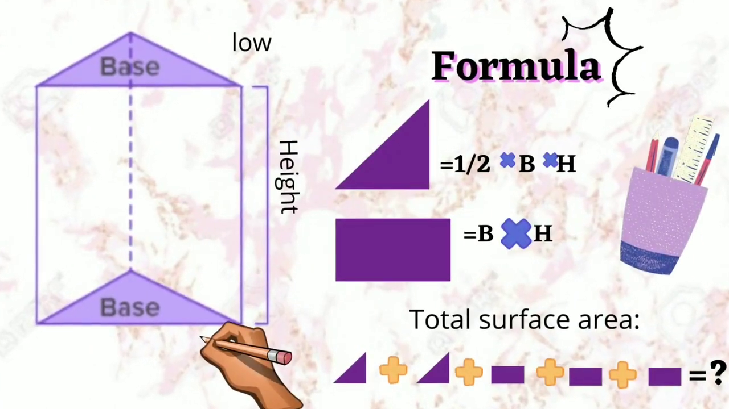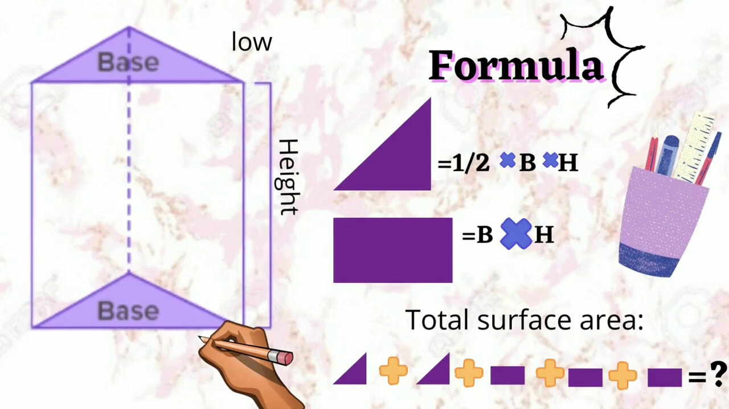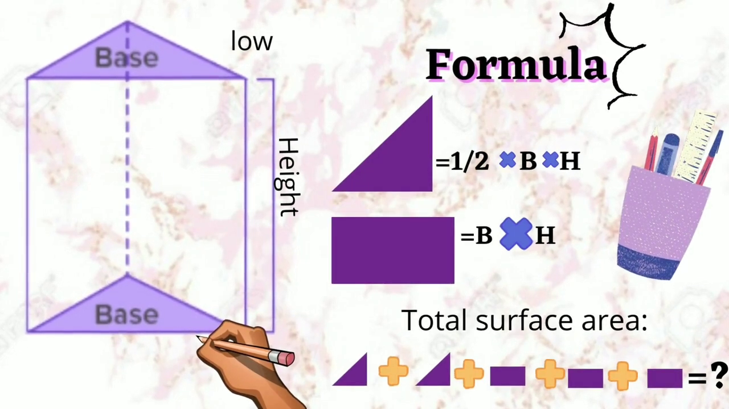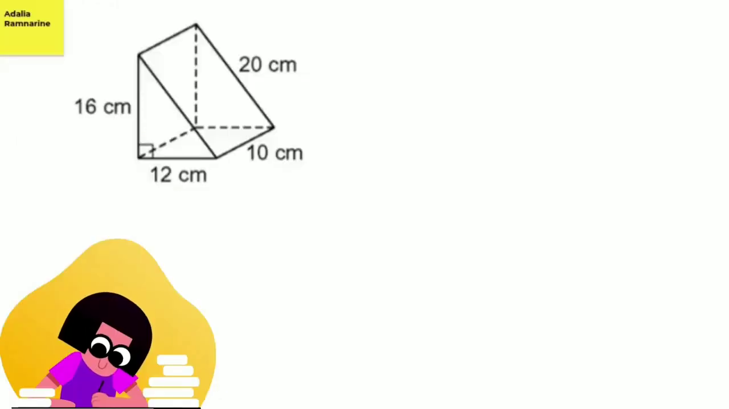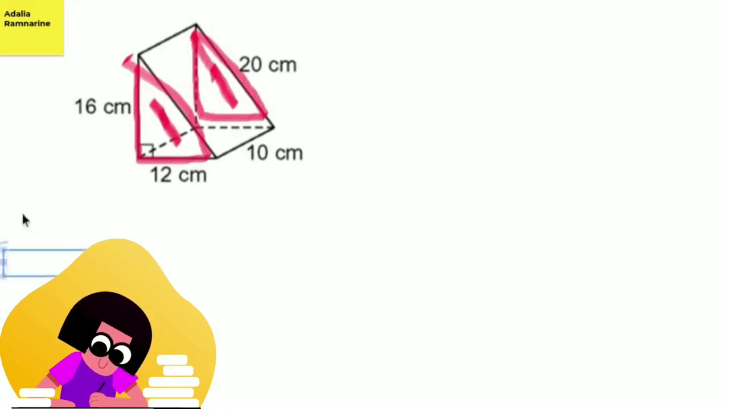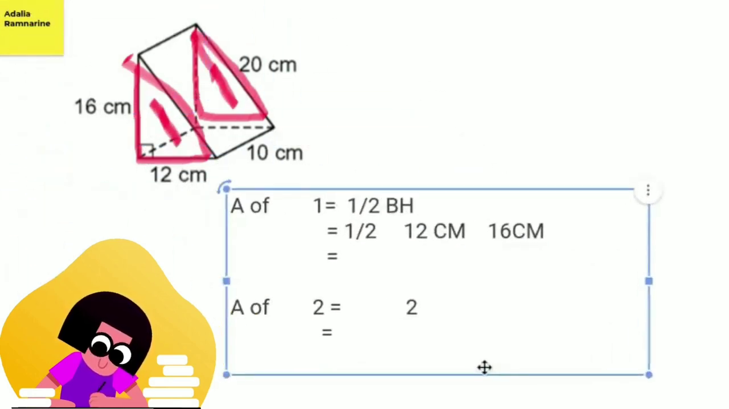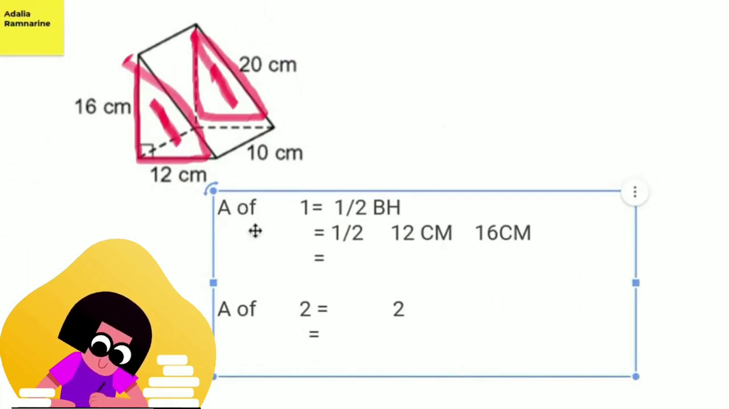Here you can see the formulas that we will be using to calculate the total surface area. Now let's get into the demonstration. We're first going to start off by finding the area of the two triangular ends. The formula for calculating the area is half base times height.